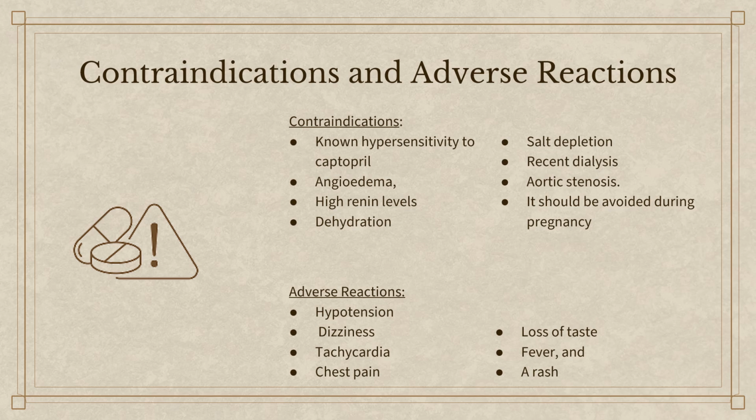Captopril is contraindicated in patients with known hypersensitivity to captopril, angioedema, high renin levels, dehydration, salt depletion, recent dialysis, or aortic stenosis. It should be avoided during pregnancy. It should be used with caution in patients with scleroderma, lupus, depression, diabetes, or liver dysfunction.